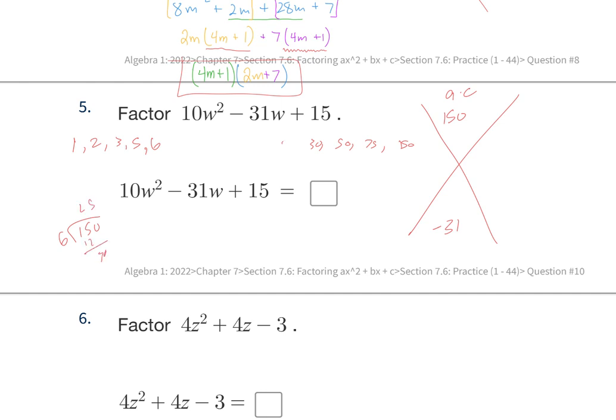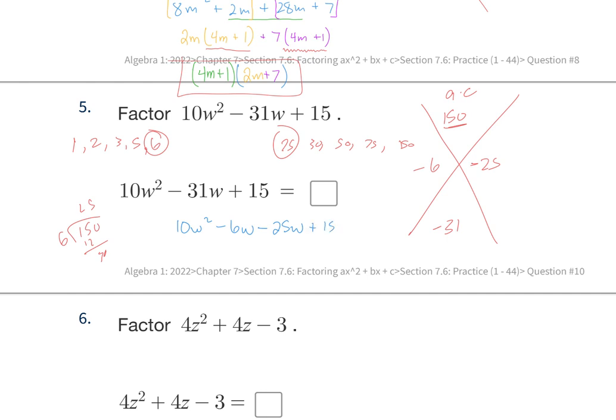Hey, we found it. It is 6 and 25, negative 6, negative 25, and that will give us negative 31 when we add them, and it'll give us positive 150 when we multiply them. So 10w squared minus 6w minus 25w plus 15.